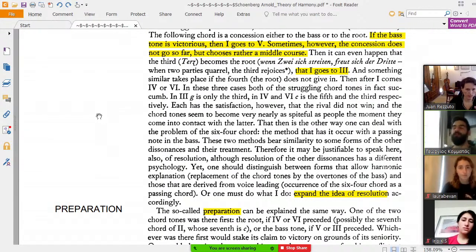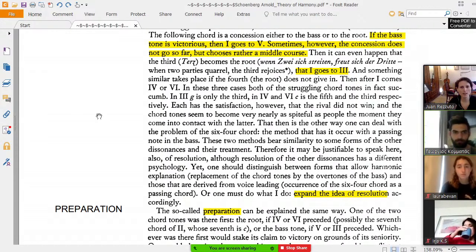Then after one, or the tonic, comes four or six. You see why? In these three cases, both of the struggling chord tones, in fact, succumb. Yeah? In three, the median, G is only the third. E, G, B. The G is the third. In four, the dominant, and six, C is the fifth of the fourth, F, A, C. And the third, respectively, A, C, E, again, everything in C major, yes? The sixth degree is a median, A, C, E, C is the third. Each has a satisfaction, however, that the rival did not win.